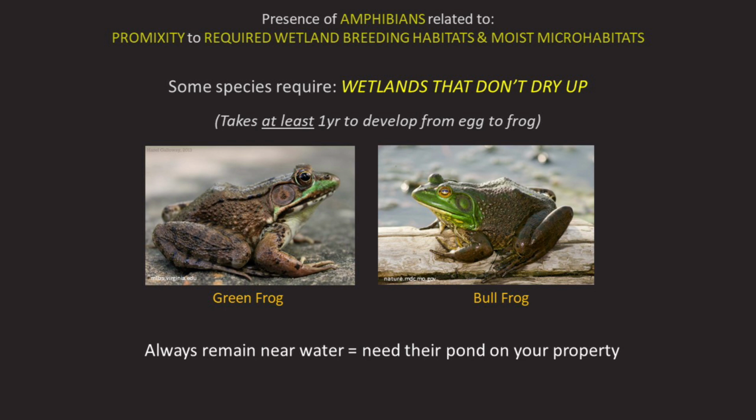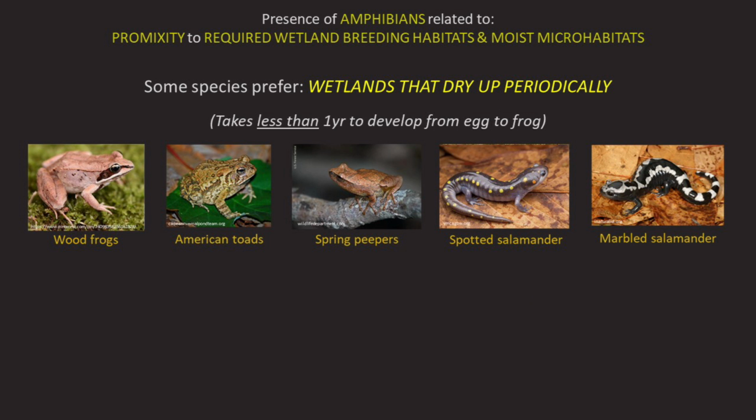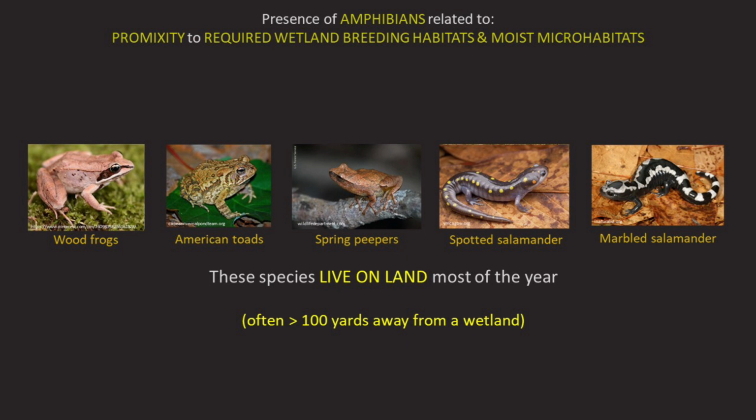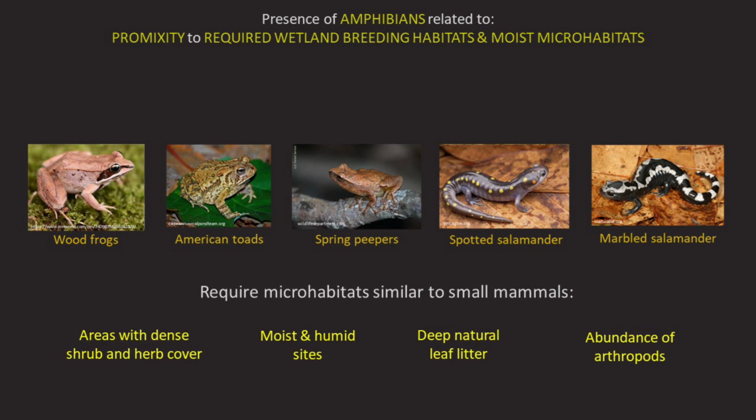These species rarely travel far from water, so to expect them on your property, you would need to have the wetland they use for breeding on or very near your land. Other amphibians prefer to lay their eggs in wetlands that periodically dry up, because these wetlands lack fish that eat young amphibians. These species live on land most of the year, often hundreds of yards away from any wetland. And while on land, they require the same type of microhabitats that are required by small mammals.